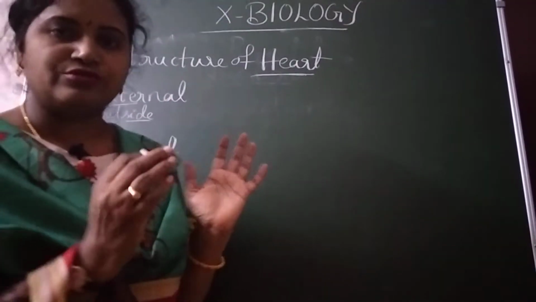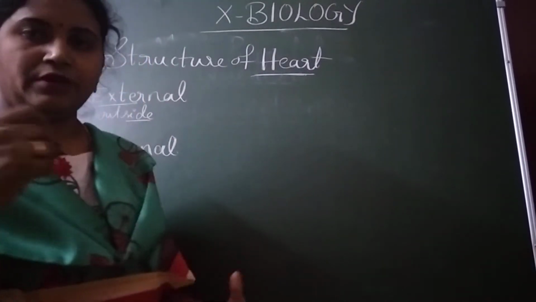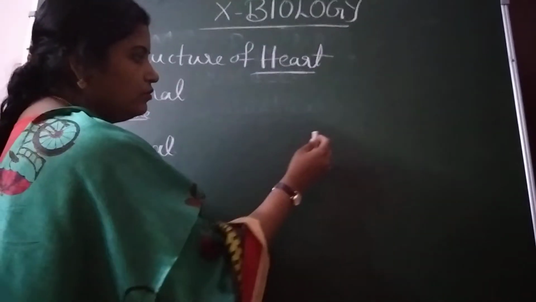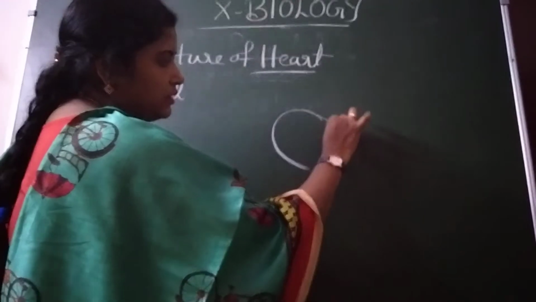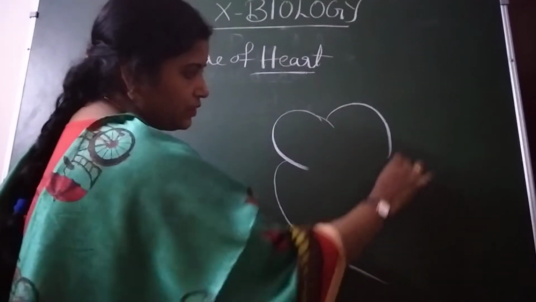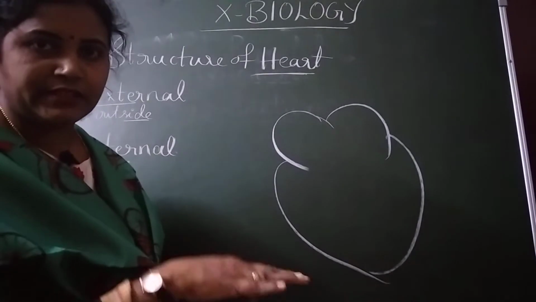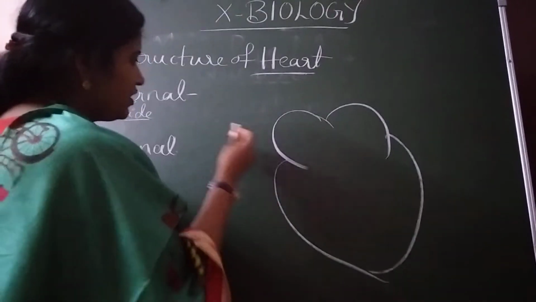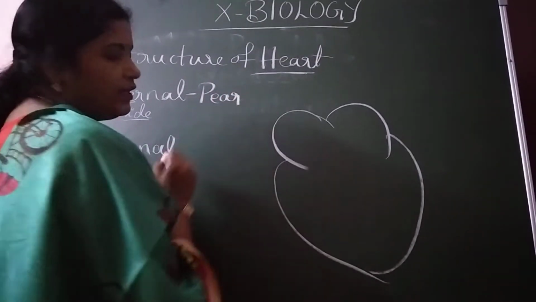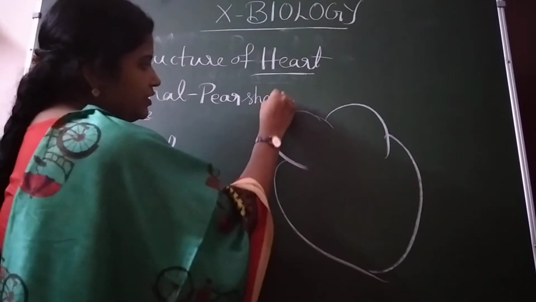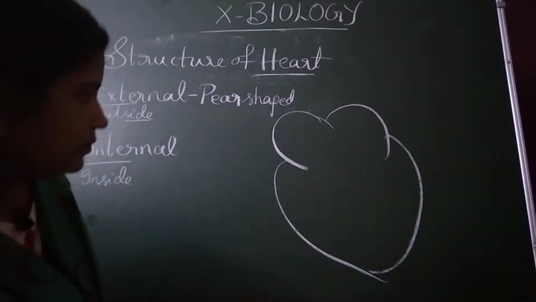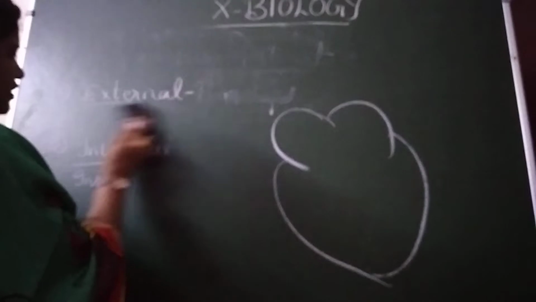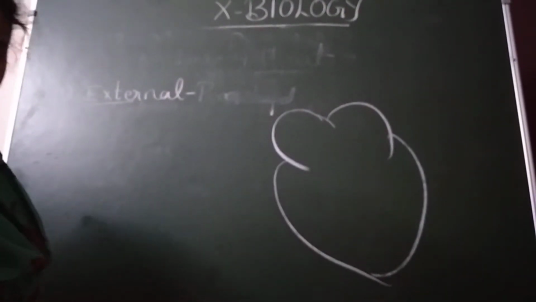Before that I am going to draw one simple diagram of the heart. Everyone has to practice the structure of heart, a very important structure. So first in a simple way I am drawing that. This is the upper chambers and this one is the lower chambers. External features, first one: what is the shape? It will be pear shaped. Okay, pear shaped. Internal we will see afterwards. First we will see the external features.